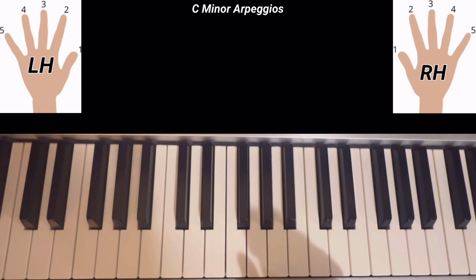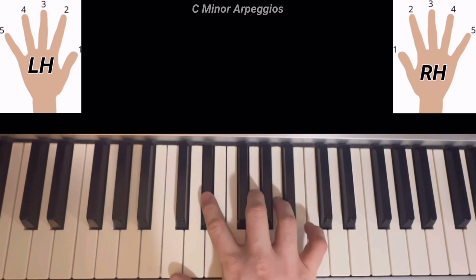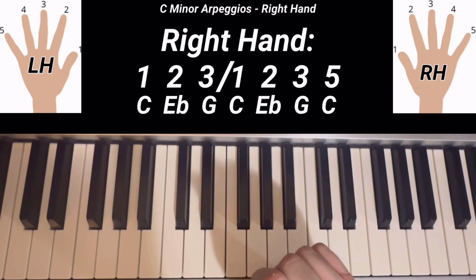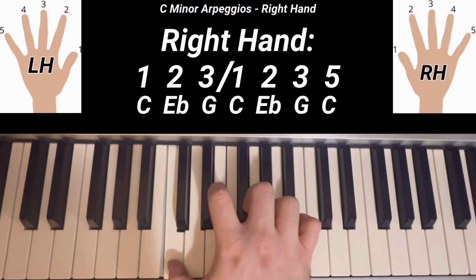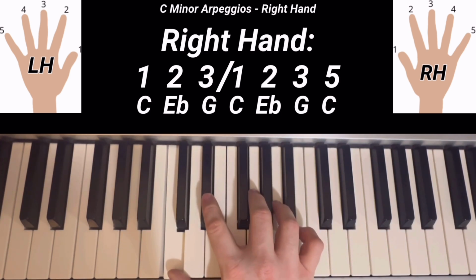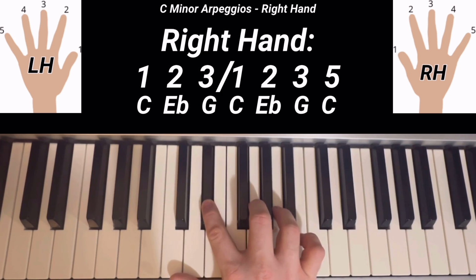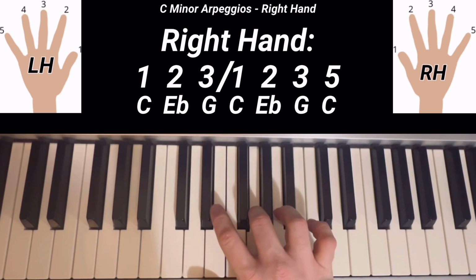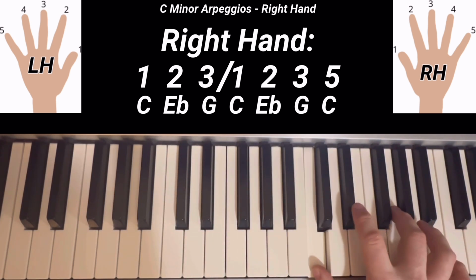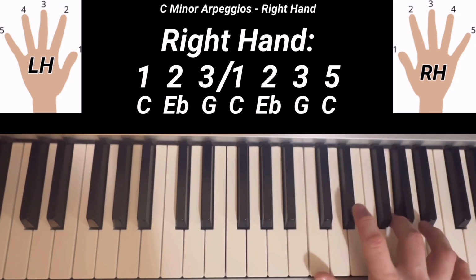For these arpeggios, we'll use our 1, 2, 3, and 5 finger pattern. Looking first at the right hand, we'll start with finger 1 on C, and we'll play C with 1, then we'll play E flat with 2, and G with 3. Then shift your hand up to play the next C an octave up with finger 1, then play E flat with 2, and G with 3.